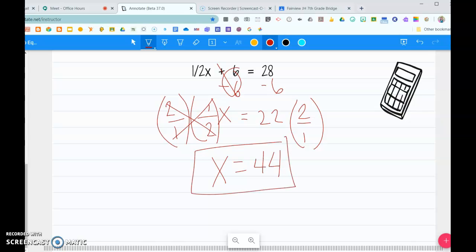If I got a number like 44 on an equation question, I would probably go back and check my work. What's half of 44? 22. 22 plus 6, 28. So it works.